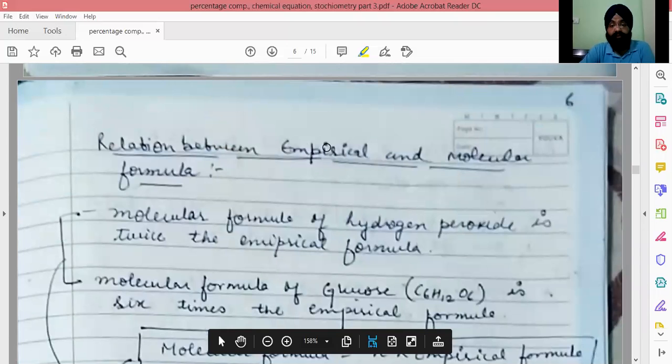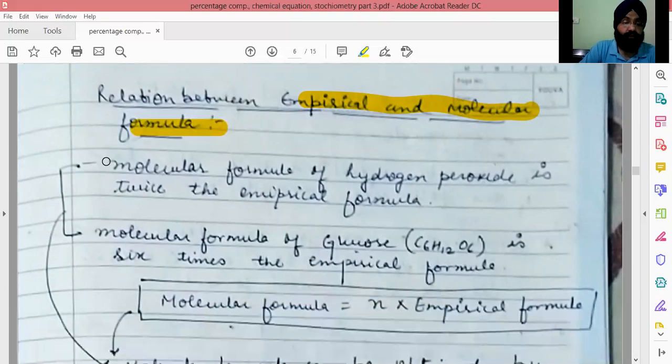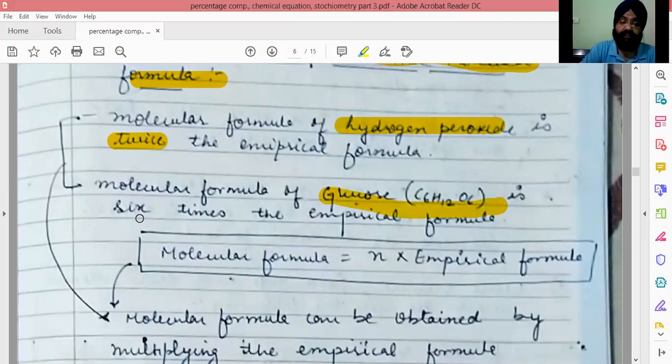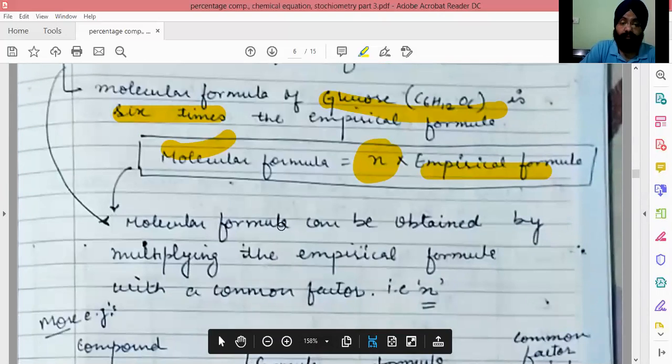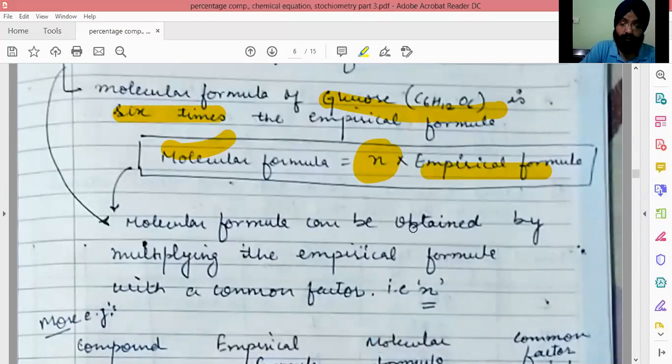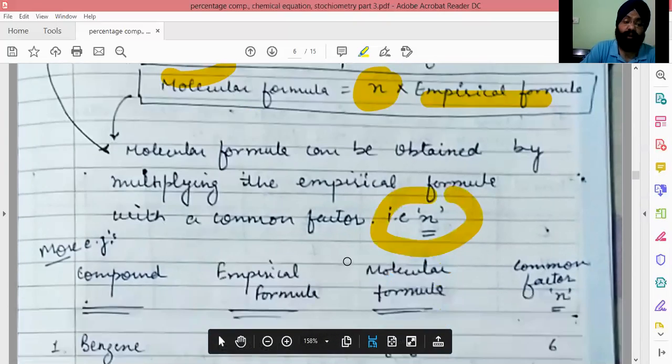Now next is the relation between empirical and molecular formula. In the case of hydrogen peroxide, the molecular formula is twice the empirical formula, and in the case of glucose it is 6 times the empirical formula. So it means there is a factor by which we can multiply the empirical formula to get the molecular formula. So the molecular formula is equal to n times the empirical formula in general. The molecular formula can be obtained by multiplying the empirical formula with a common factor n for any compound.